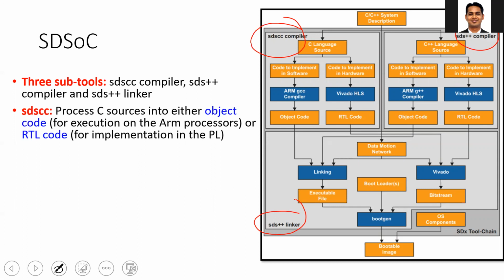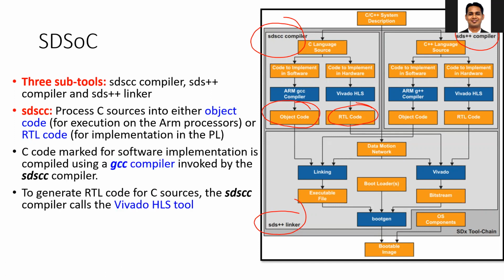The SDSCC compiler processes the C sources which we add inside the SDSoC and converts them into object code for execution on the ARM processor of the SoC, and RTL code for execution on the PL part of the SoC. So C code marked for software implementation is compiled using the GCC compiler, while the RTL code is converted into Verilog and VHDL using Vivado HLS.